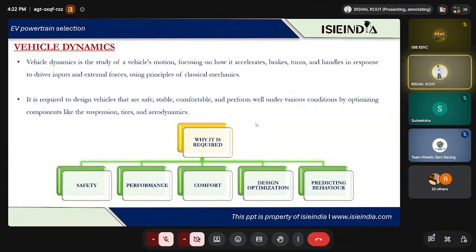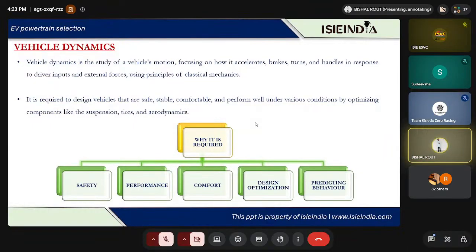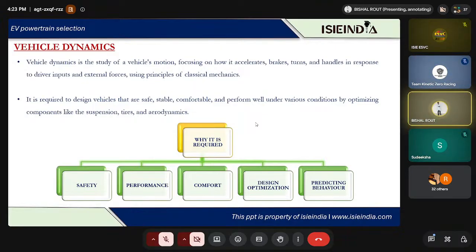So if they simulate this before the testing, it can be very easy for them. Right. The second thing is the performance. The second major reason is the vehicle performance. Vehicle dynamics allow engineers to determine, at 0 to 100 kilometers per hour, how the acceleration will be, what the maximum speed is, the gradability, cornering capability, braking distance, and multiple other things.